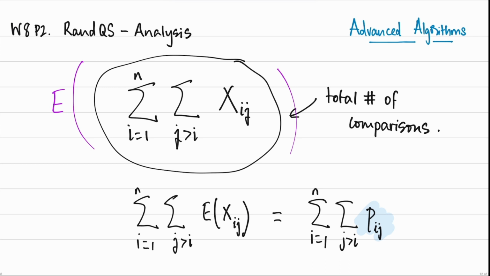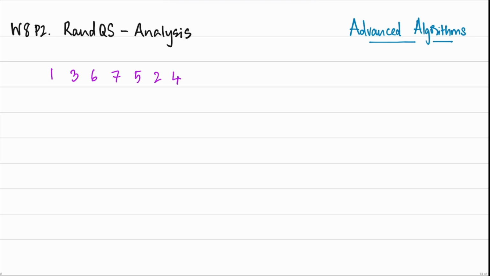randomized quicksort? So to build some intuition for the computation of pij, let's actually walk through a run of randomized quicksort on an example. So here's a collection of 7 numbers. Let's say this is our input array, and I'm going to walk through a possible outcome of randomized quicksort by hopefully making some random choices as we go along.